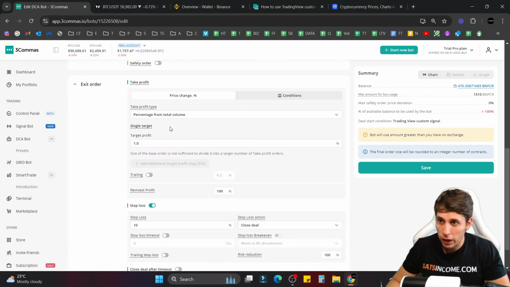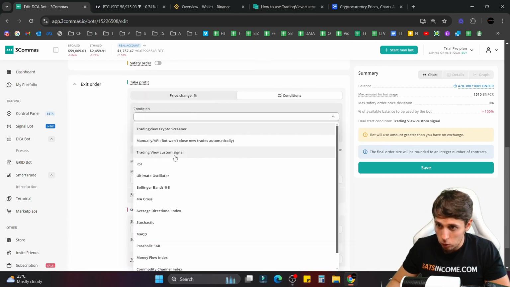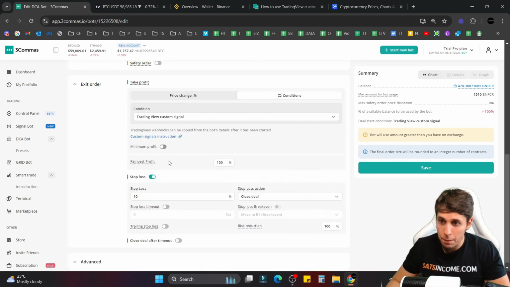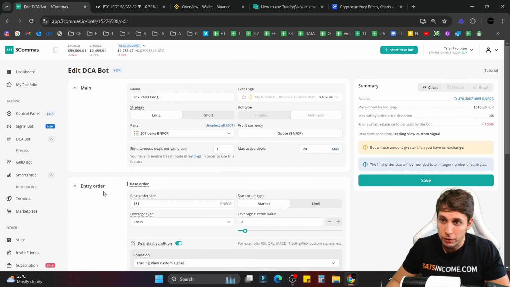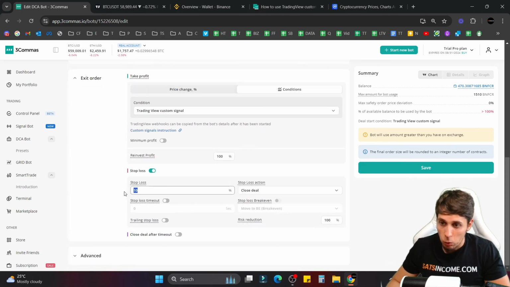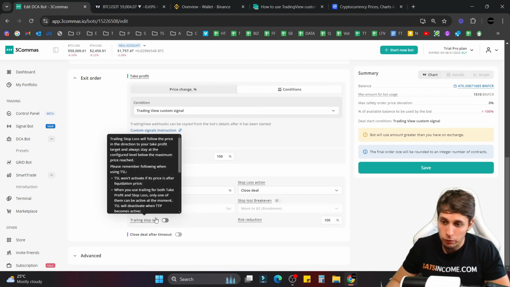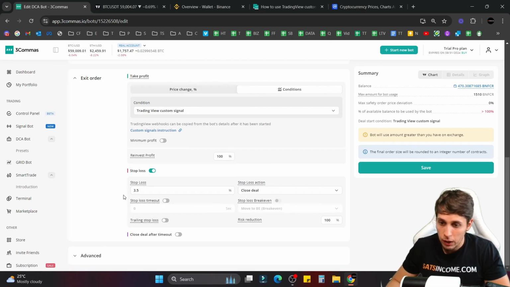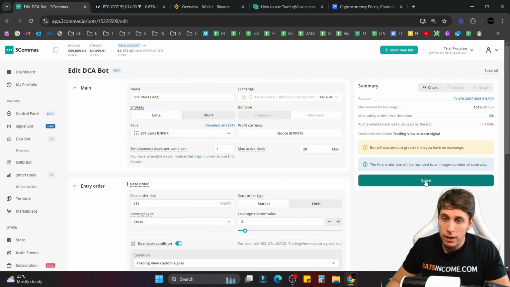Then you're gonna go to your exit orders. You know the drill here too, right? TradingView custom signal, disable minimum profit, stop loss, you already know about this one, right? You set up different bots with different percentages, right? So let's say that this is the conservative bot, and let's say that you come up with a 3.5% or something like that, 4%, whatever, right? That's how you do it. And then you just have to save your bot.